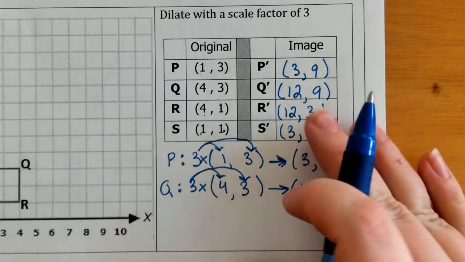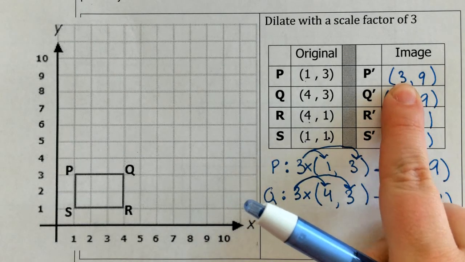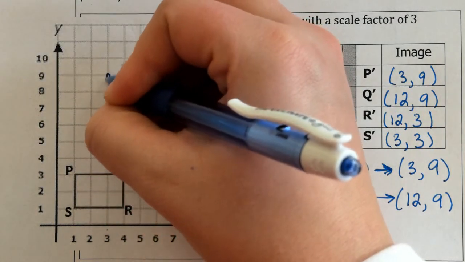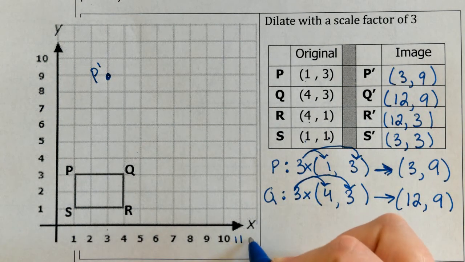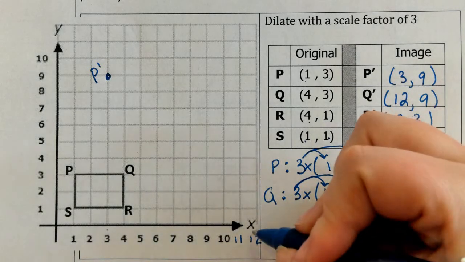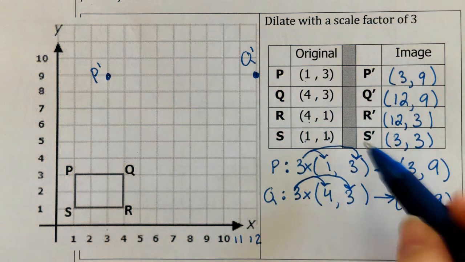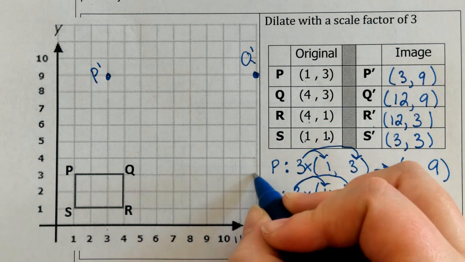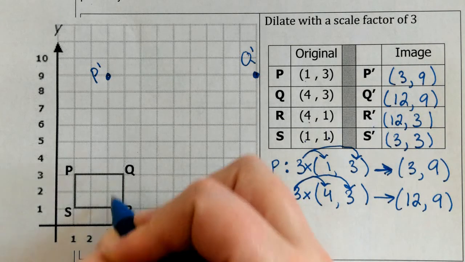So let's draw this and see if it looks right. P prime is at 3, 9. Q prime is at 12, 9. So we're just going to go over here. I'm just going to add 11 and 12 down here on the bottom for myself. 12, 9. It's right here. R is at 12, 3. So 12, 3. And S is at 3, 3.